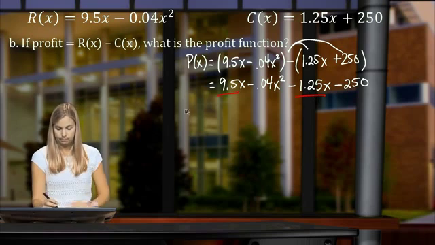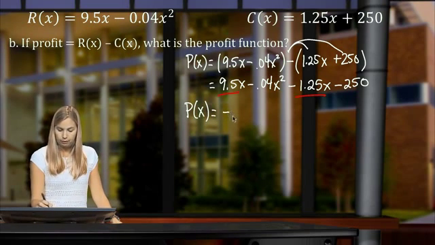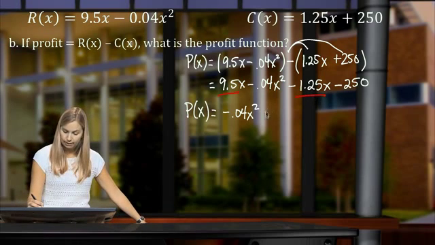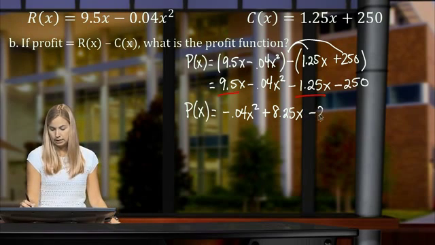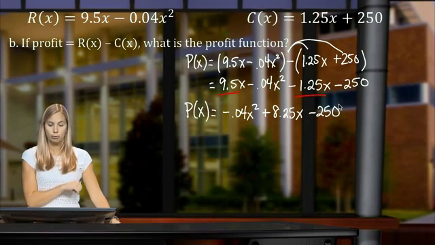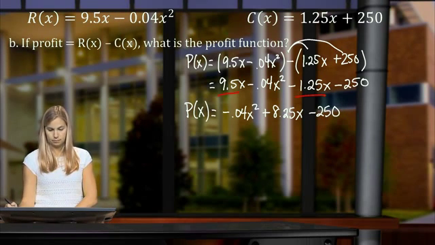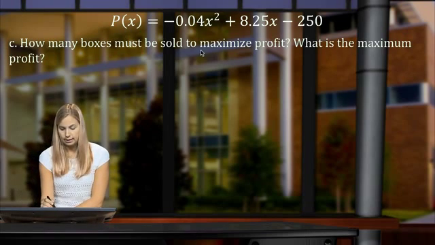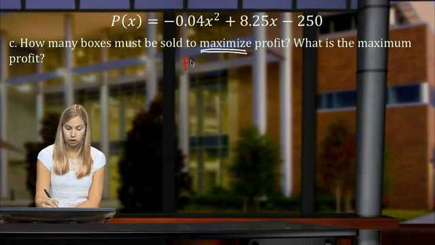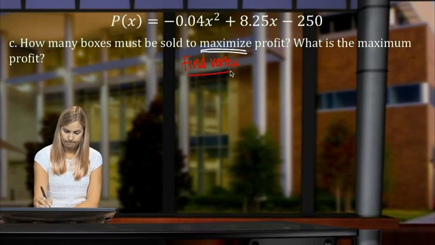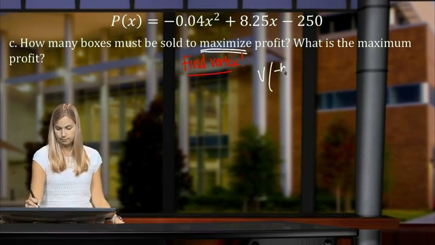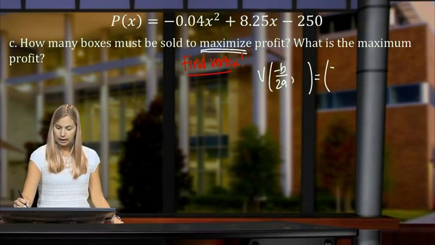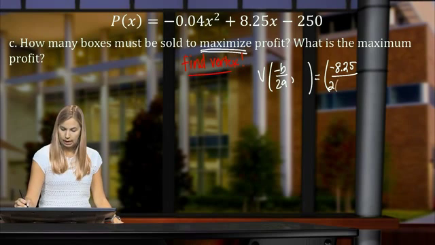We'll combine our like terms. Our profit function is equal to negative 0.04x squared, 9.5x minus 1.25x is 8.25x, minus 250. And notice I arranged my terms so that it was in that standard form of our quadratic. And now that we have our profit function, how many boxes do we have to sell to maximize profit? Again, this key word here is maximize. That's indicating that we want to find the vertex. Formula for our vertex, negative b over 2a, will find our x value. So negative b is going to be negative 8.25 over 2 times negative 0.04.